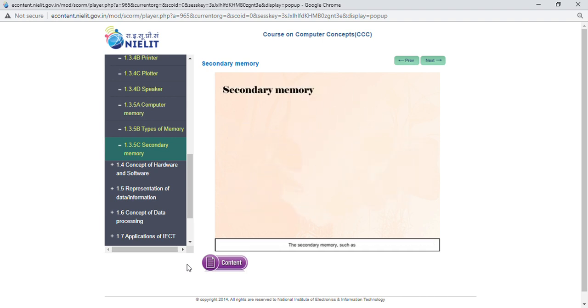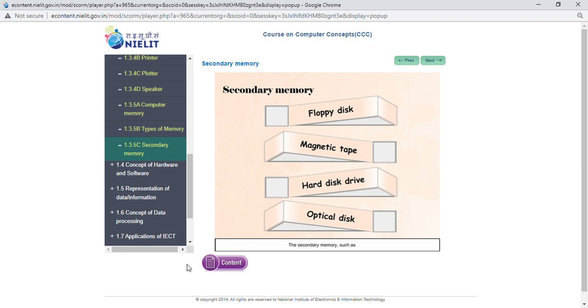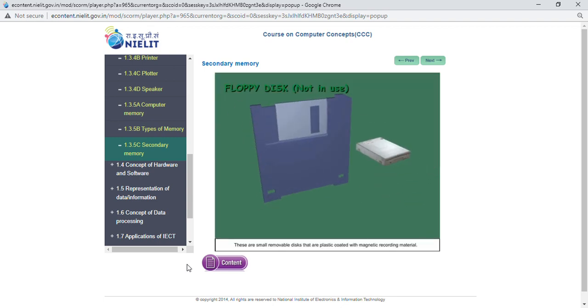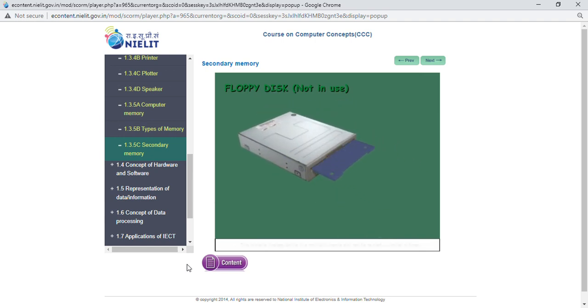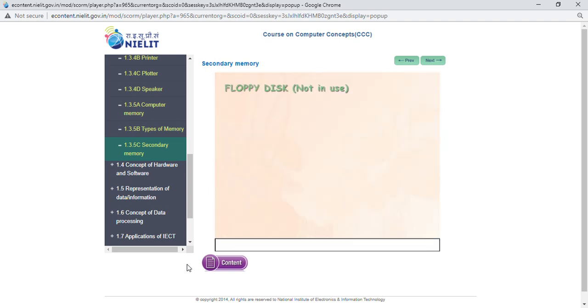The secondary memory includes floppy disk, magnetic tape, hard disk drive, and optical disk. Floppy disk, not in use. These are small removable disks that are plastic coated with magnetic recording material. This portable storage device is a rewritable media and can be reused a number of times.